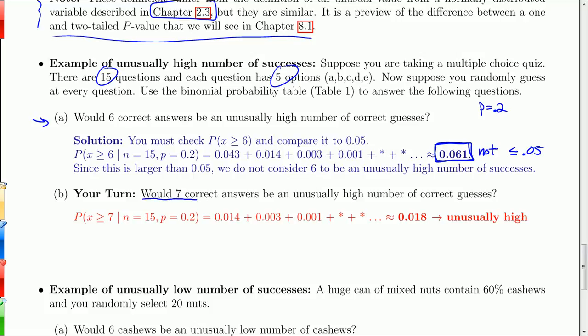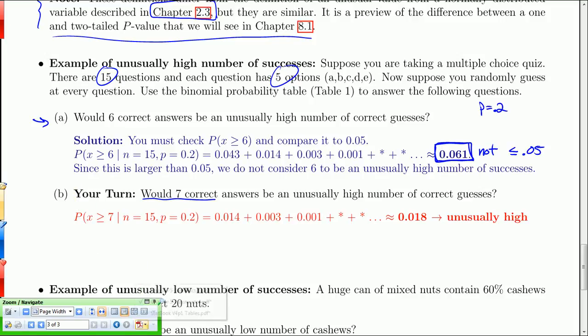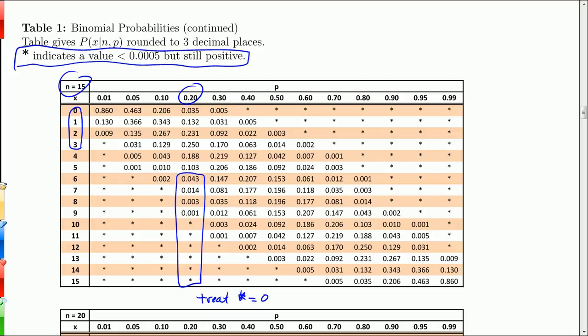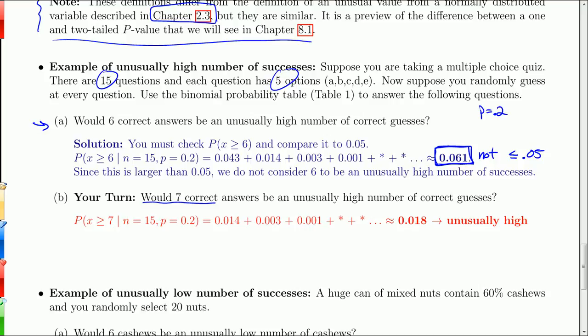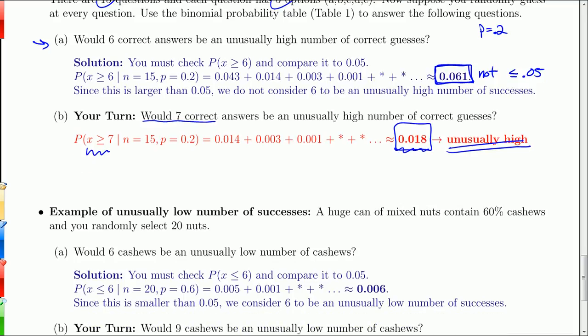I ask, would 7 correct answers be an unusually high number? Then we go to the table. And it looks similar to what we did, only now we no longer get 6. We get 7 or more. And when you add those 3 numbers up, on the stars, which we count as 0, you get 0.018. So the probability of getting 7 or more is very small. That makes 7 an unusually high number of correct guesses.